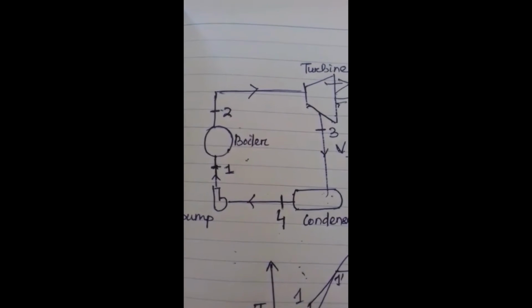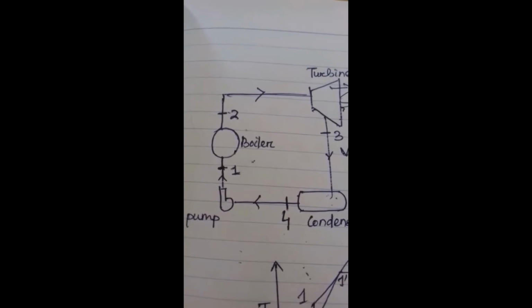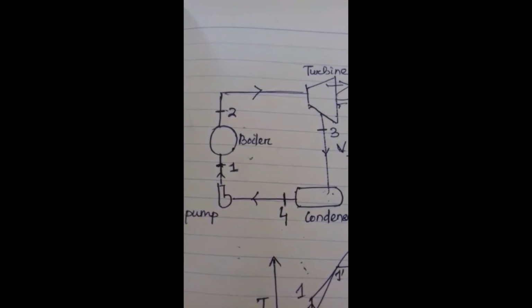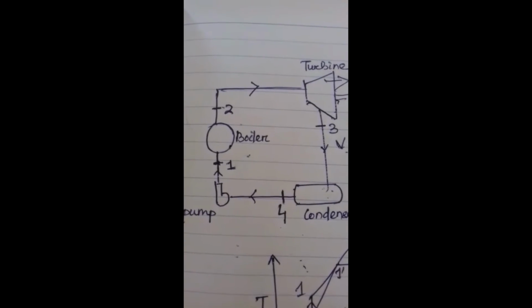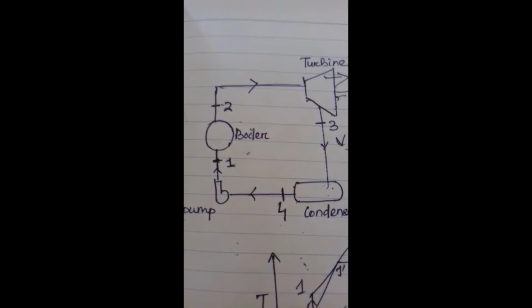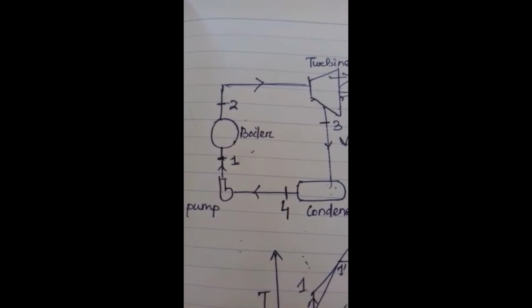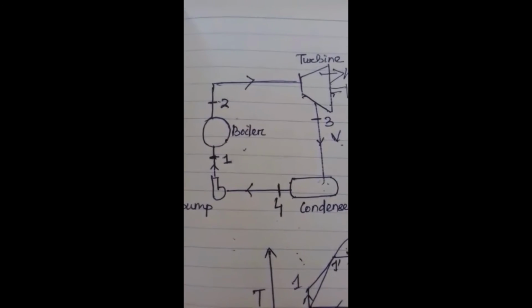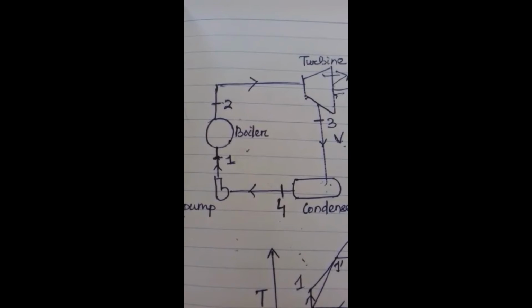Some energy will be given to the pump, and that is negative work done, as we are giving energy or work into the pump. So the work done by the pump will be H1 minus H4. H1 minus H4 will be the isentropic work done in the pump.